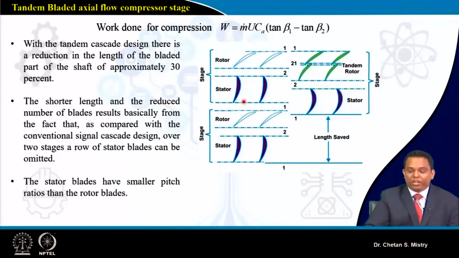Even here, in place of two stages, maybe one stage will work for you, and that will reduce the number of stages required. When I reduce the number of stages required, that reduces the number of components used in my axial flow compressor. That reduces the number of stator blades and rotor blades. Again, that helps in the reduction of weight.